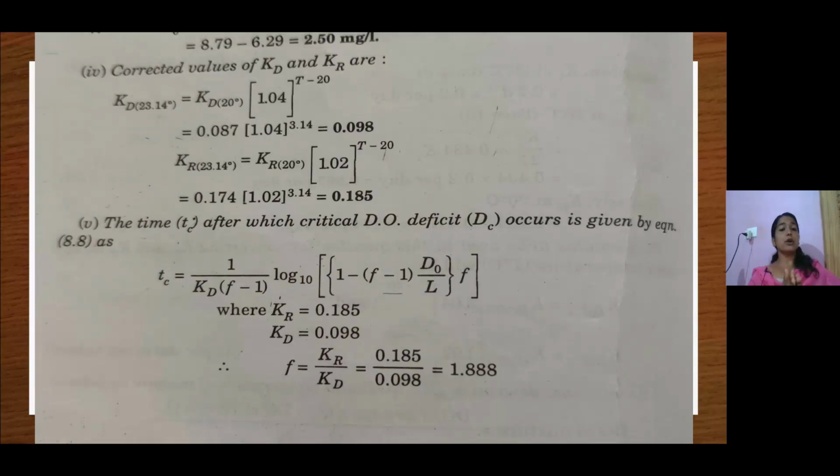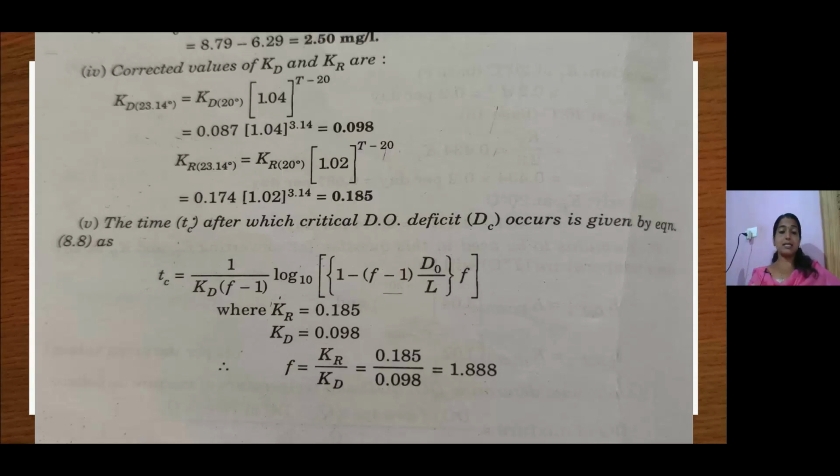Then the corrected values of KD and KR you have to calculate. That is for the temperature. We calculated this value from the equation. KD at 23.14 is equal to KD at 20 degree into 1.04 raised to T minus 20. Substitute the values and get the corrected value. KD we get as 0.098 and KR 0.185.